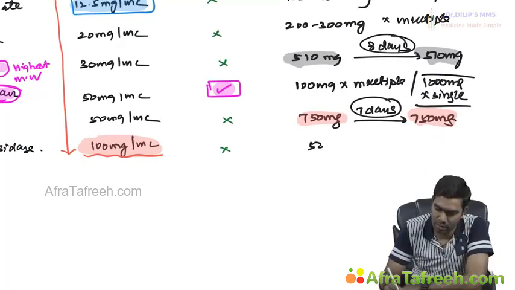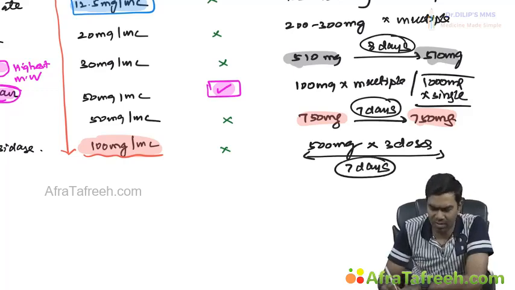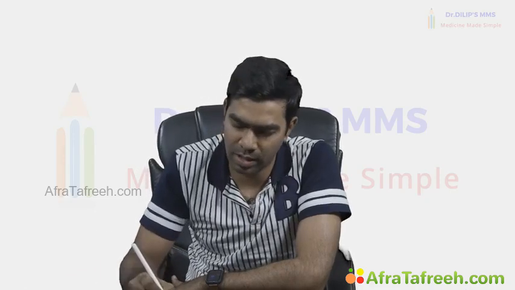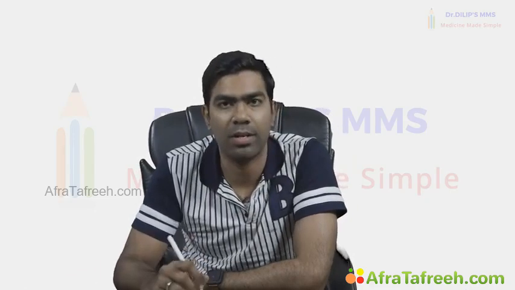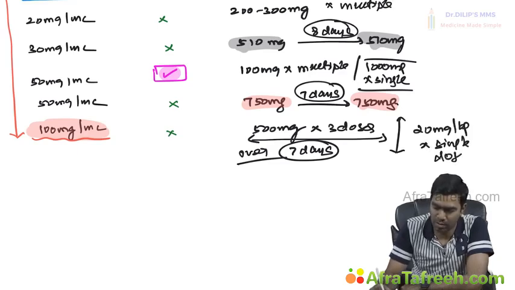Isomaltodextrin you can give 500 milligram in 3 doses, and all 3 doses you can give within a span of 7 days, over a 7-day period. Or you can prefer a single dose of 20 milligram per kilogram. This is a full dose you can replace in a single dose.